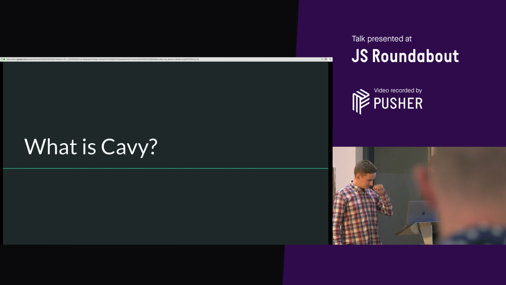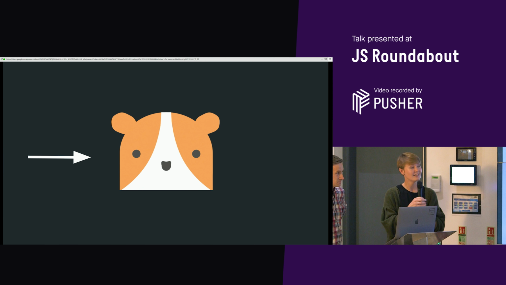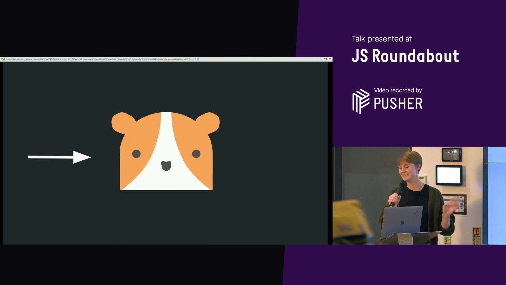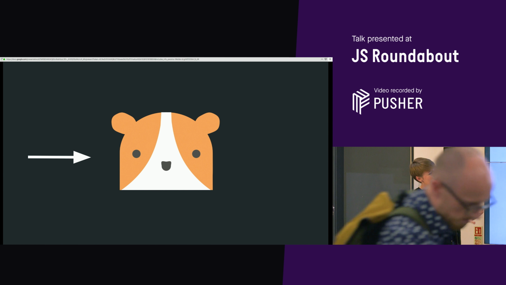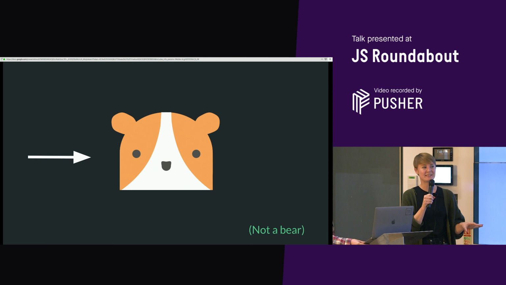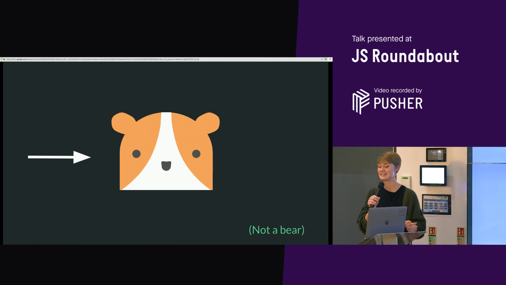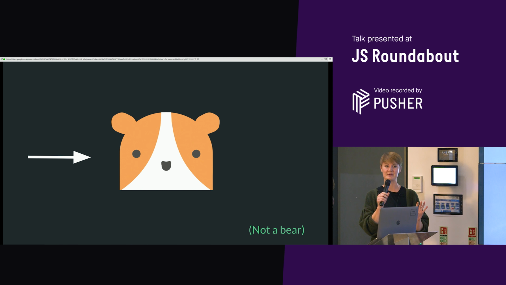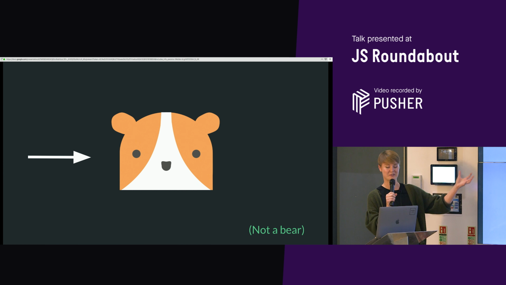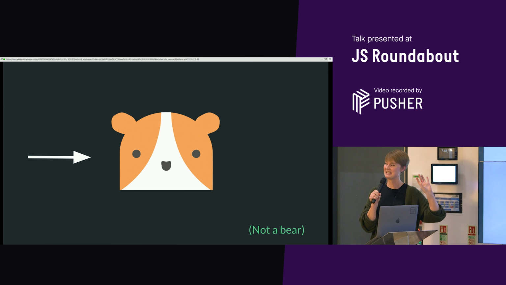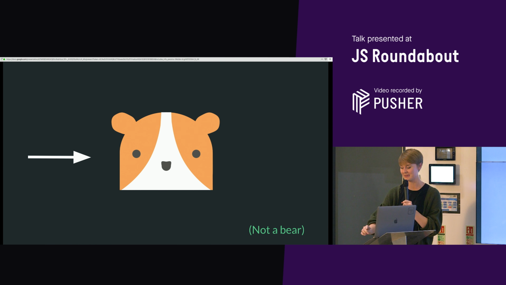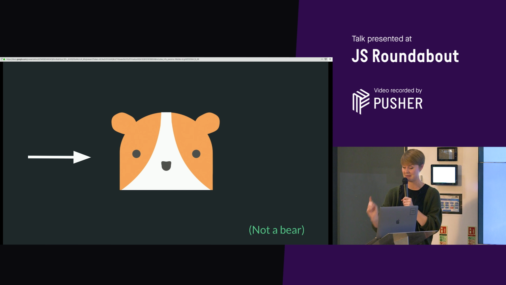Cool, so first off, what is Cavy? This guy is Cavy. And before anybody asks, he's not supposed to be a bear, he's supposed to be some kind of capybara-esque creature. I am not a designer and I got tasked with making this logo, so we're stuck with this slightly creepy death stare capybara thing. Anyway, we're going with it. And we've got badges, so anyway.